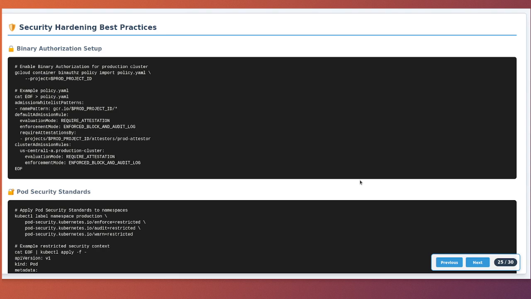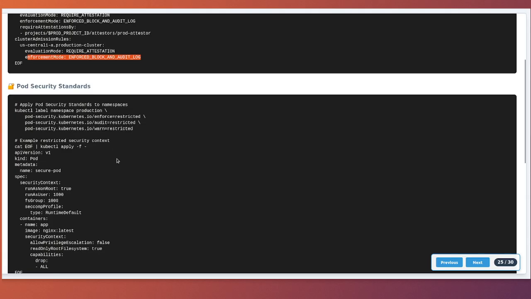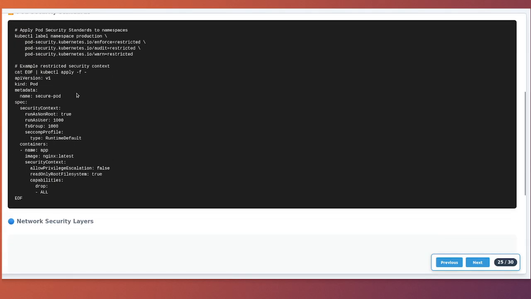Binary authorization ensures that only trusted container images are deployed to your clusters. This prevents malicious or unauthorized code from running in your environment. Pod security standards, replacing pod security policies, define security requirements for pods. Use restricted profiles in production to enforce security best practices like running as non-root and dropping capabilities.